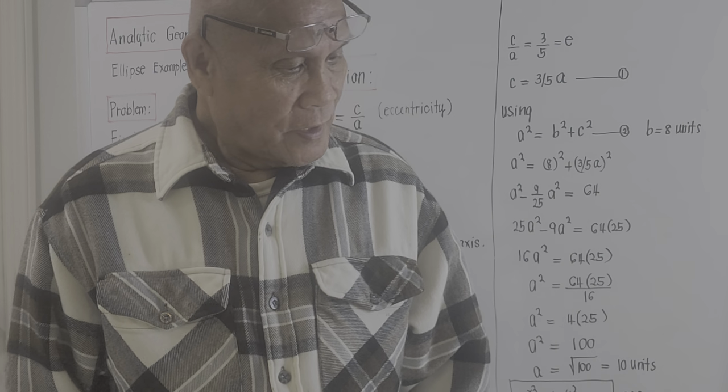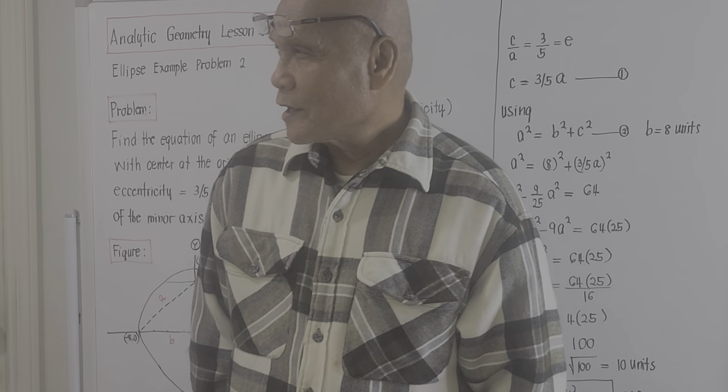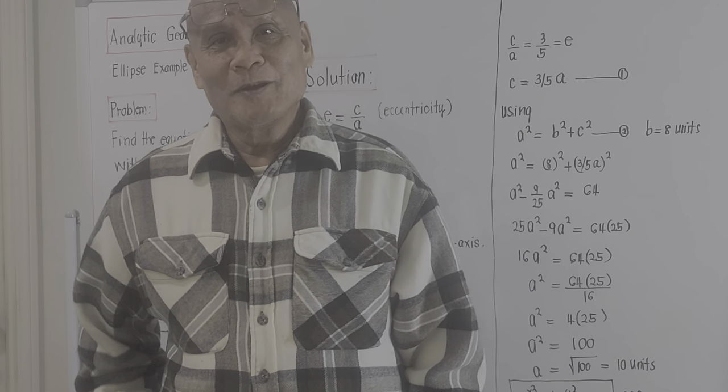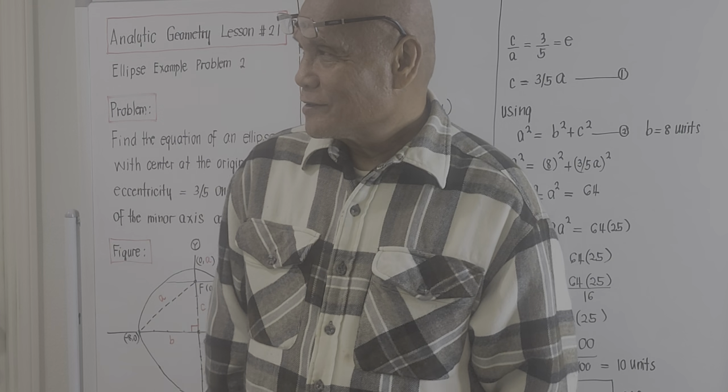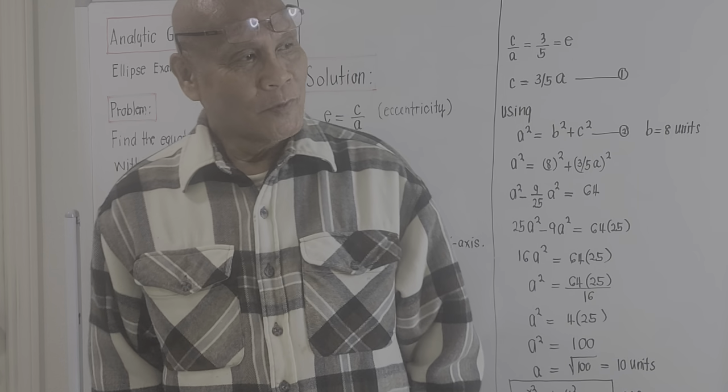The date for today is January 7, 2025, and the time is 22:46. That's military time. 22:46 minus 12, that will be 10:46 p.m.